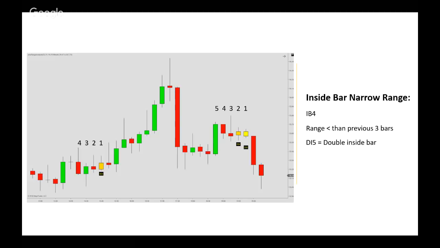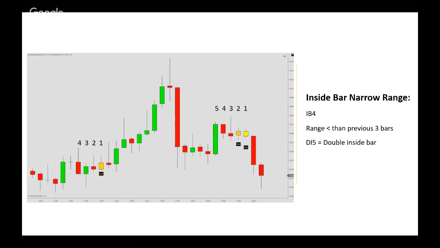Later on, we see a double inside bar. That is a fairly rare pattern, and is a bar with an even tighter range following a narrow range 4-bar pattern. Also, we can see a slight difference here in the coloring of these bars. The difference here is between up and down closes, so gold for up close and yellow for down close.